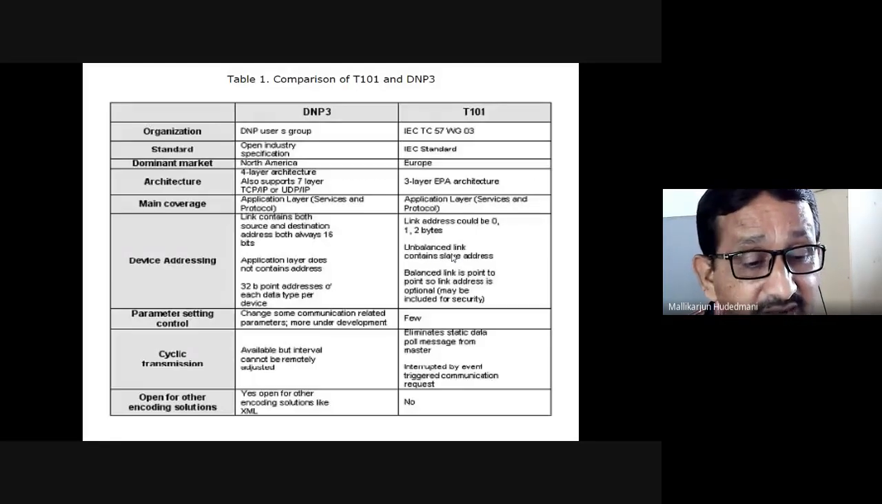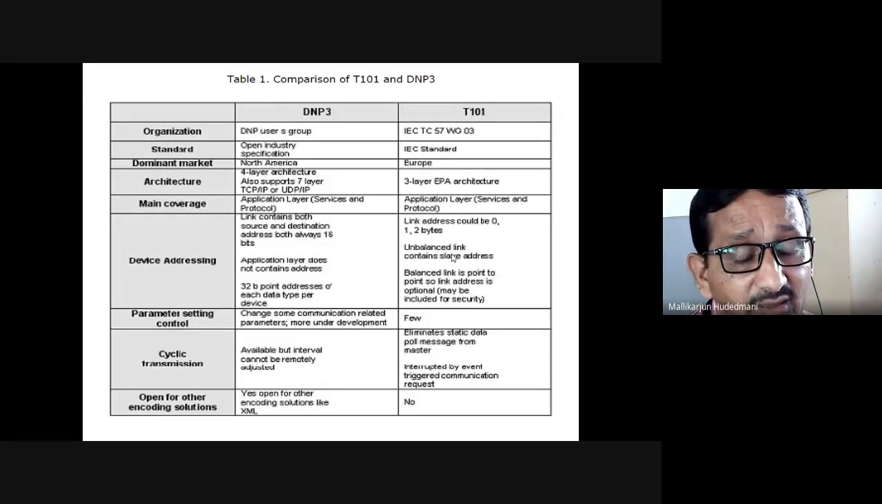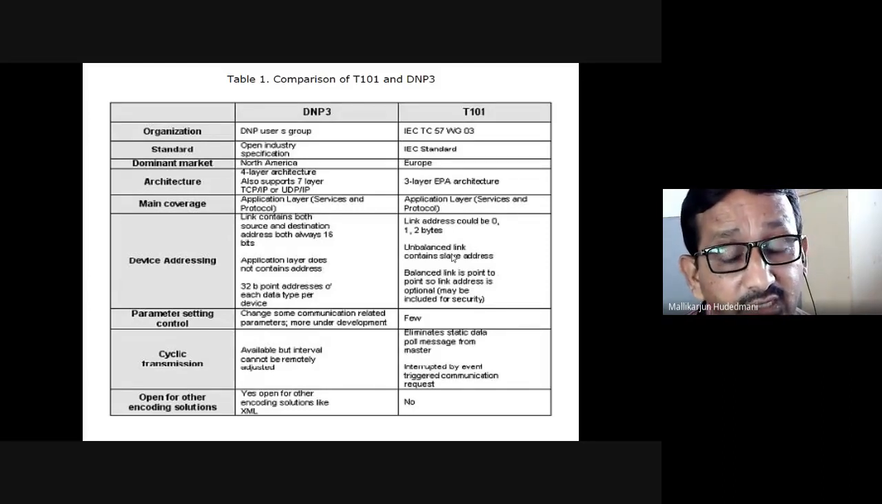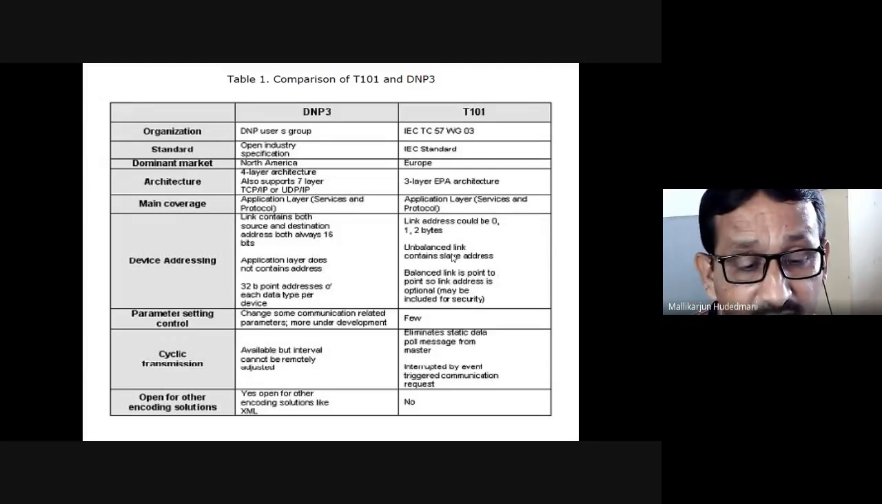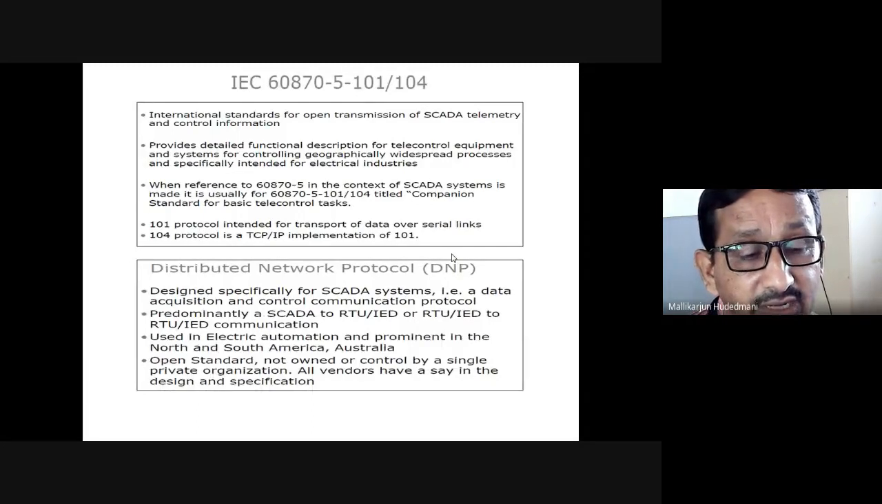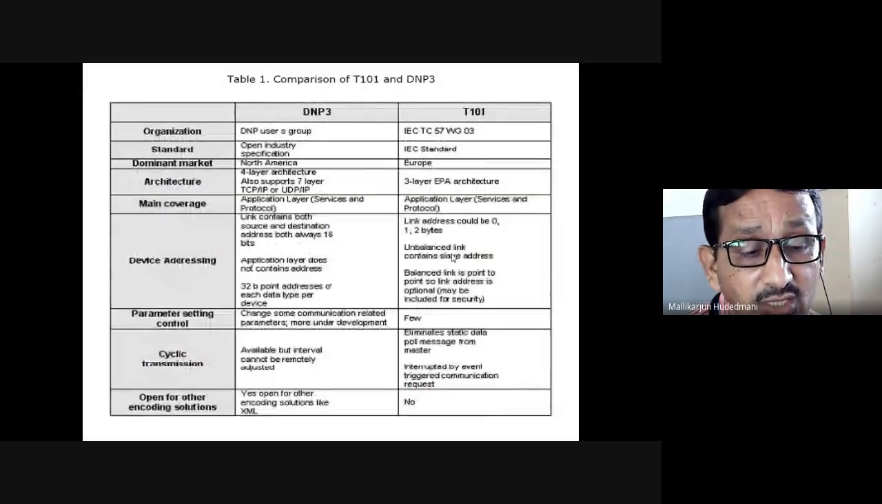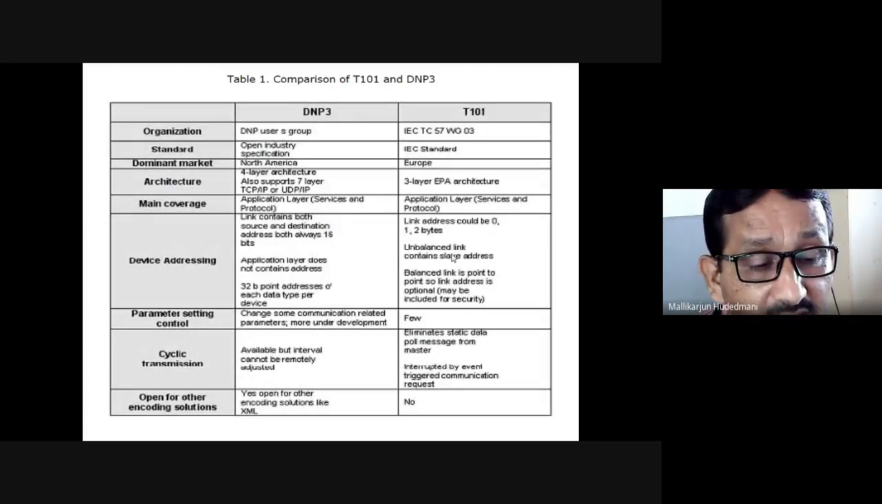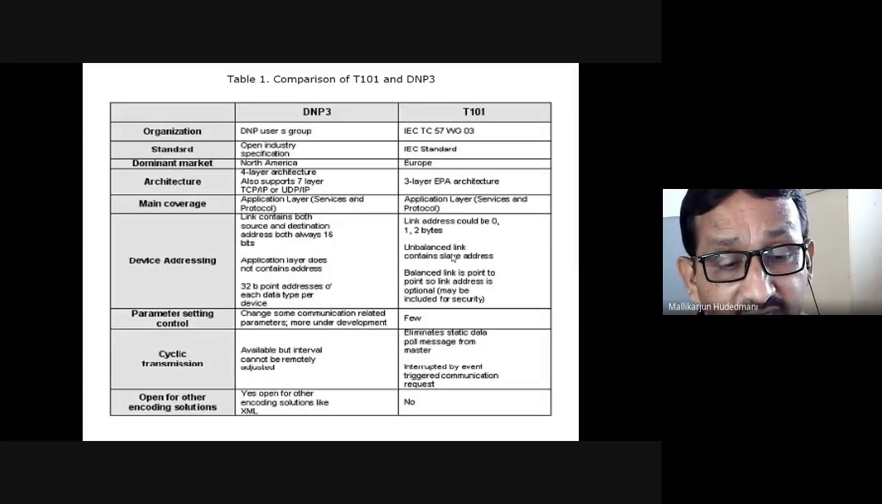Let us see this communication standard. When I compare DNP, distributed network protocol, with T101, the particular mode of communication, I come back here. The IEC standard 60870-5-101 is intended for transport of data over serial link. So it is a question: compare them. Who developed DNP? The DNP user group. Who developed T101? The International Electrotechnical Commission Technical Committee 57, Working Group 3.